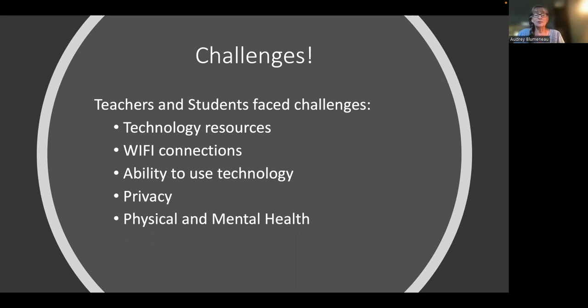And then there came to be that simple thing of Wi-Fi connections, which I assumed in my house that I had a good connection, but that was something that we found very quickly. Either you had a Wi-Fi connection, but it wasn't very good, or you didn't have it at all. And so this was another huge challenge for both teachers and students. And then, of course, there was just the simple ability to use the technology.